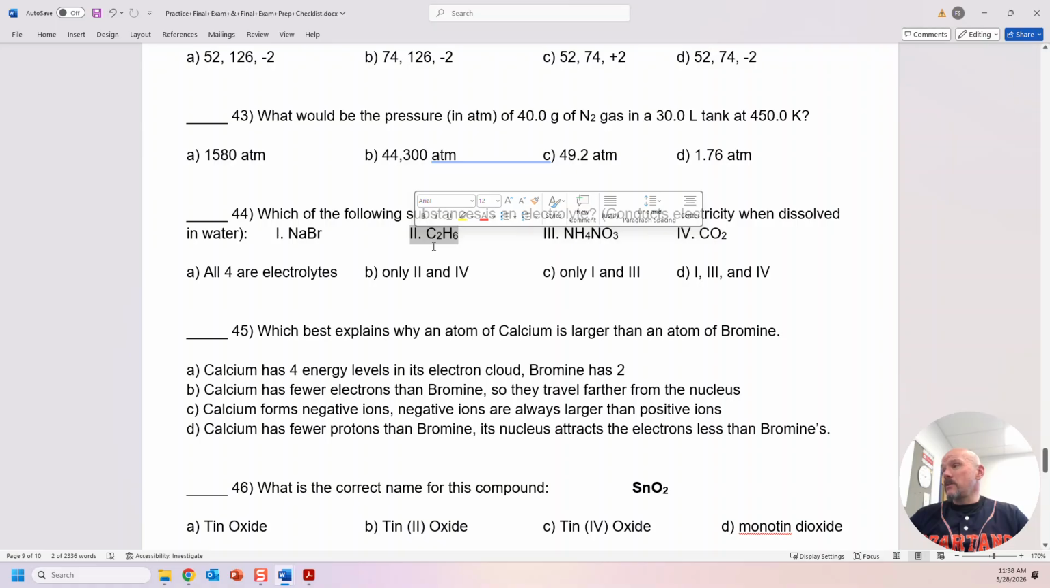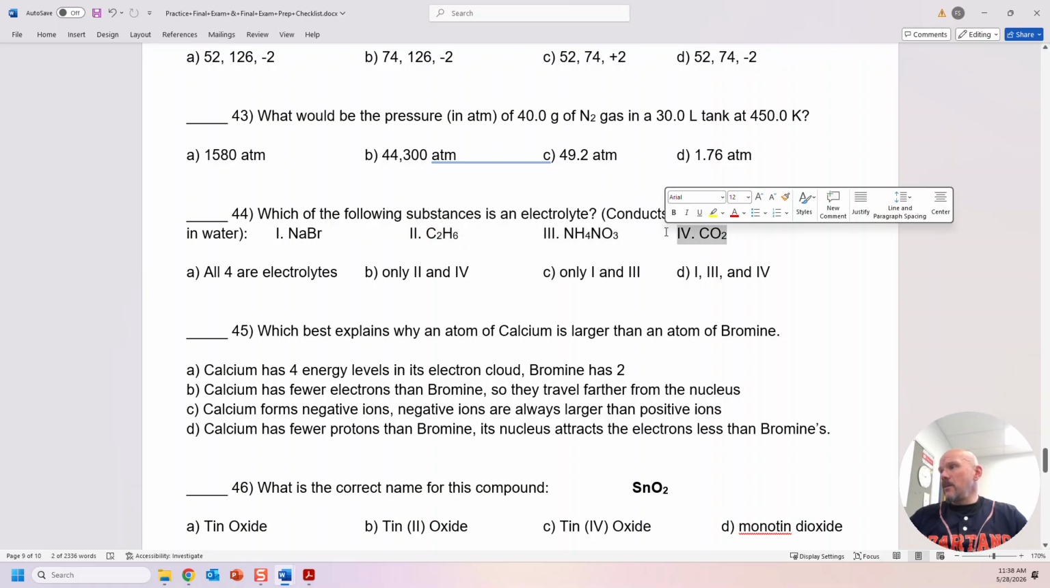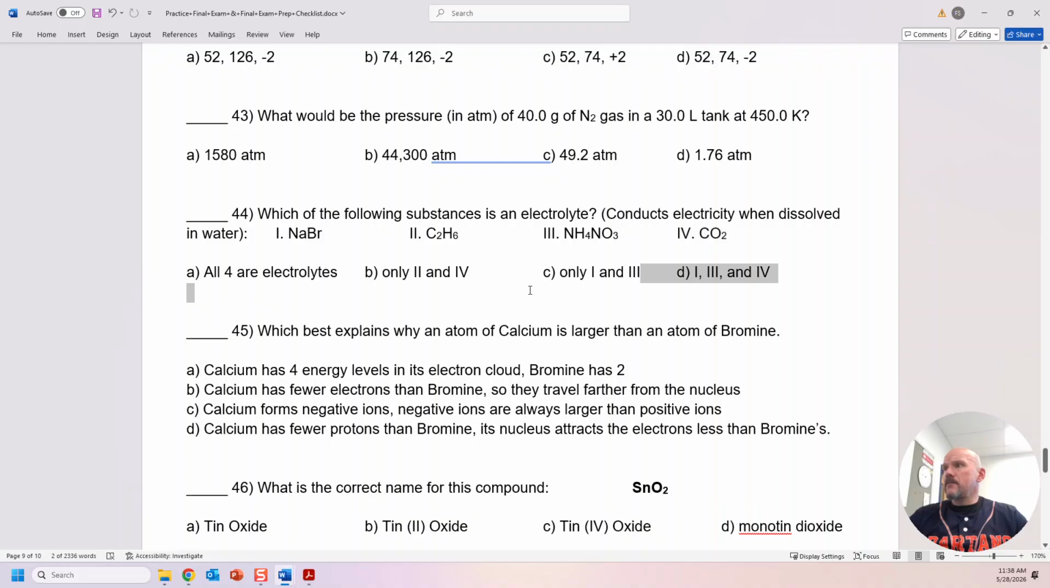Hydrocarbon wouldn't be very water soluble. If it was soluble, it wouldn't produce ions, so it wouldn't conduct electricity. The same thing with CO2. CO2 doesn't produce ions in solution, so it's going to not conduct when it's dissolved. So it's just going to be 1 and 3. There you go. All right.